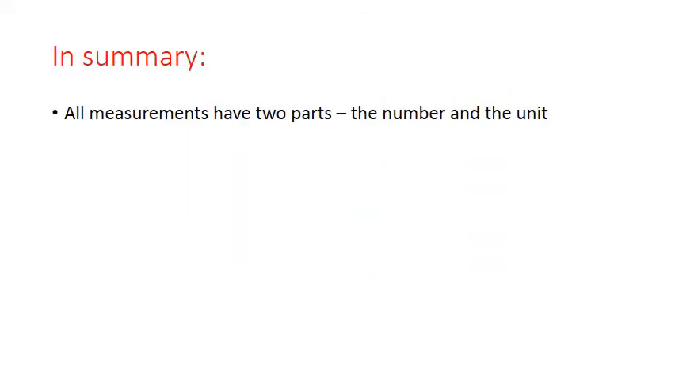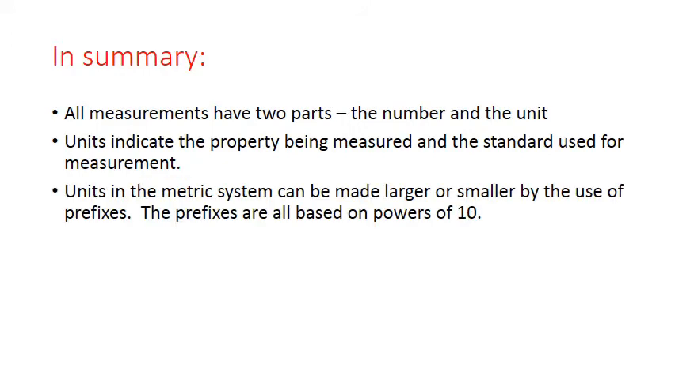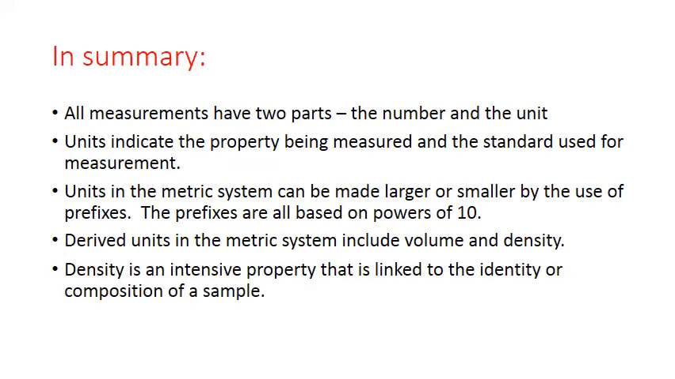So in summary, all measurements have 2 parts, the number and the unit. The units indicate the property being measured and the standard used for measurement. Units in the metric system can be made larger or smaller by the use of prefixes. The prefixes are all based on powers of 10. Derived units in the metric system include volume and density. Density is an intensive property that is linked to the identity or composition of a sample.